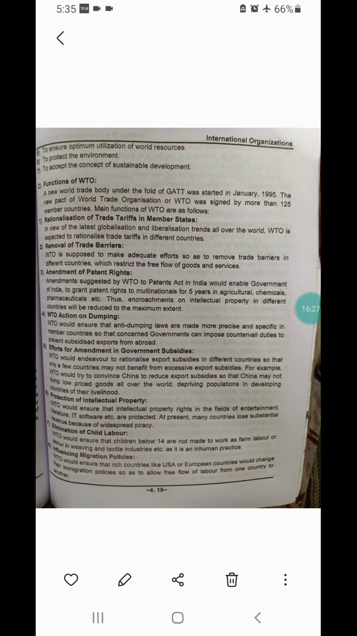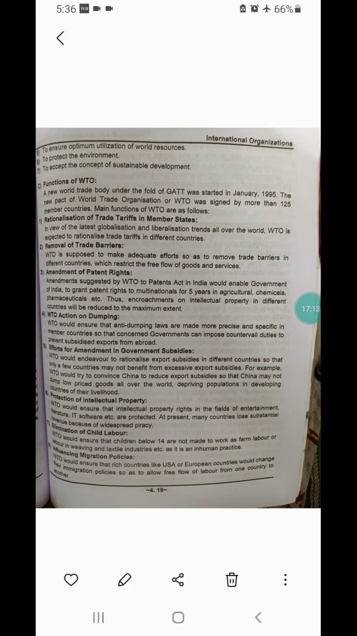Elimination of child labor. WTO would ensure that children below 14 are not made to work as farm labor or labor in the weaving and textile industry etc., as it is an inhuman practice. See, WTO ensures that children below 14 years do not work as labor in farms, textile or weaving companies. It is against humane practices. Right? Everywhere we see that child labor is prohibited here, no child labor is working here. In many shops we see these stickers, because the government has made it compulsory, and they are supposed to do that.